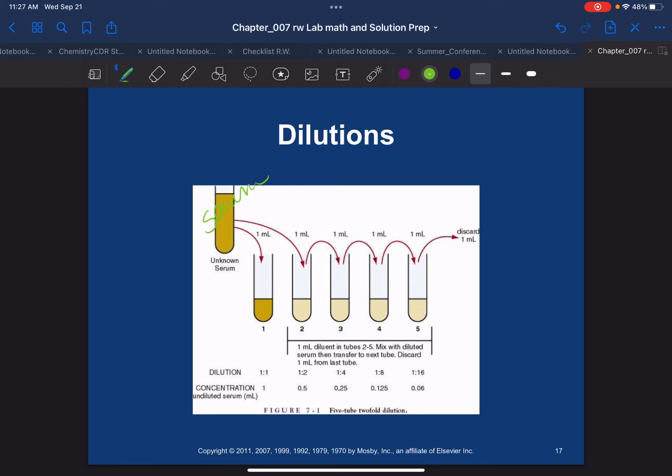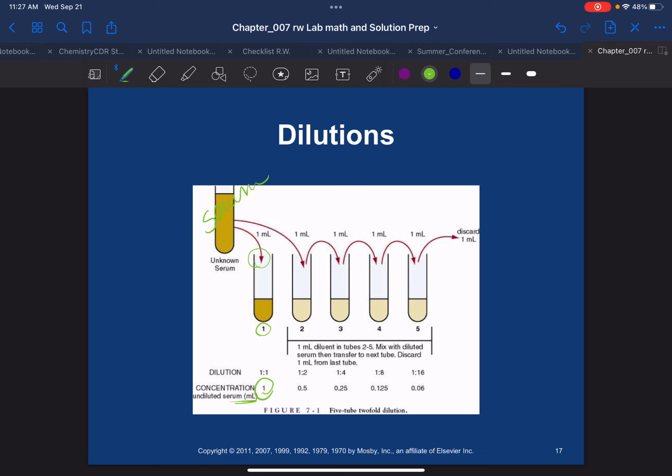We are going to pipette 1 milliliter of the patient serum into this tube. All right, so this is called neat, or scotch on the rocks, or scotch with no rocks. It's just the serum. So that's a 1 to 1, the concentration of undiluted serum.